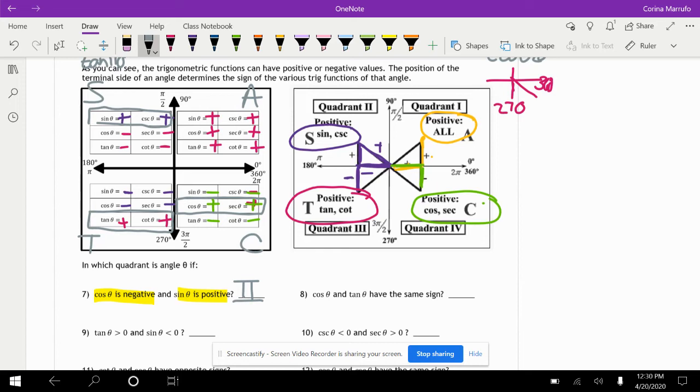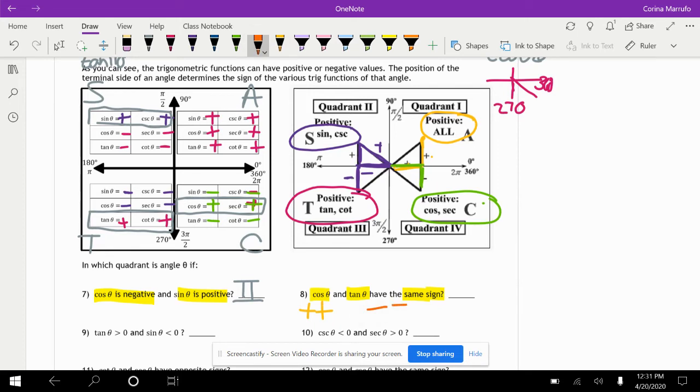All right, now we're going to look for the next thing. Now we're looking for when cosine and tangent have the same sign. So we have two possibilities. We're going to look for where they're both positive, and we're also going to look for where they're both negative.